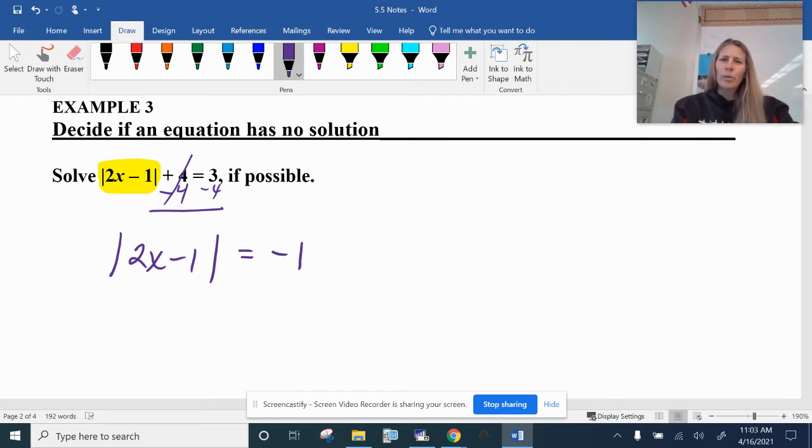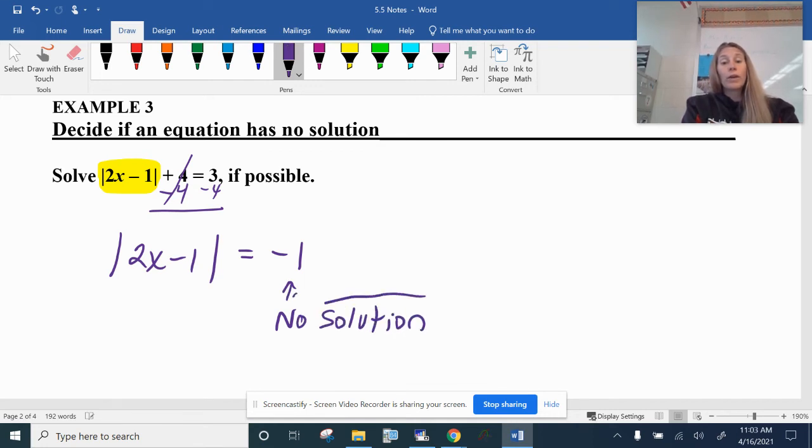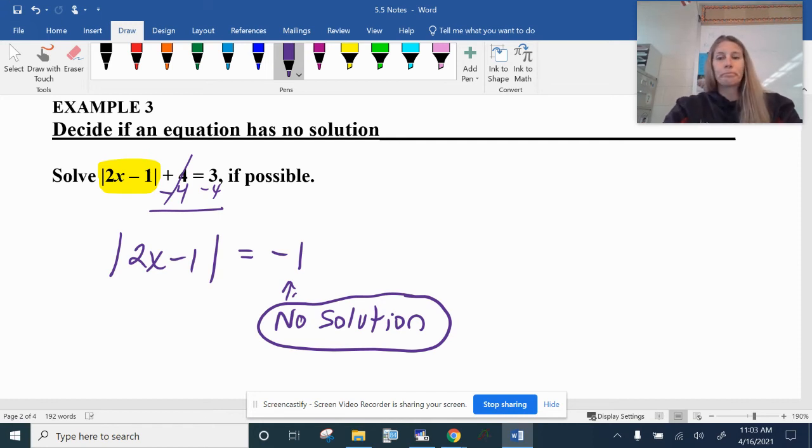Well, this presents a little bit of a problem, because this is saying that the distance that 2x minus 1 is away from 0 is negative 1. And as we said in the beginning, you cannot have a negative distance, so this tells me there is no solution. So if you end up with an equation that's telling you that an absolute value is equal to a negative number, you know that's not possible, so you just have to write no solution and then move on.